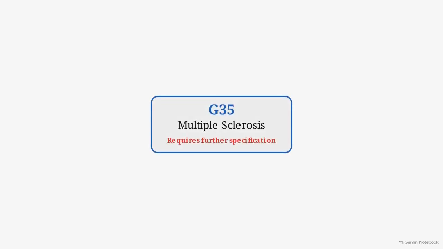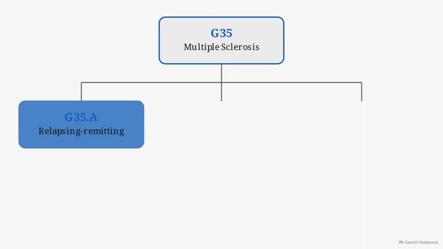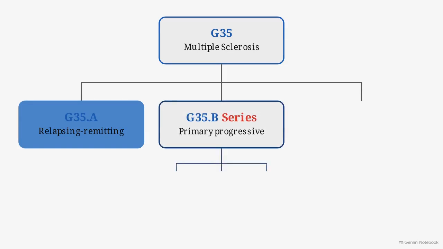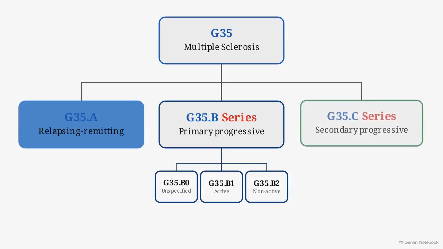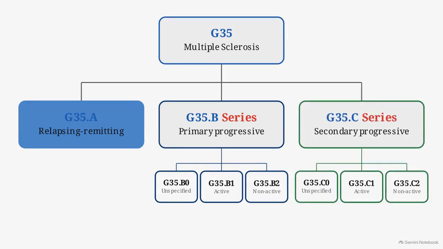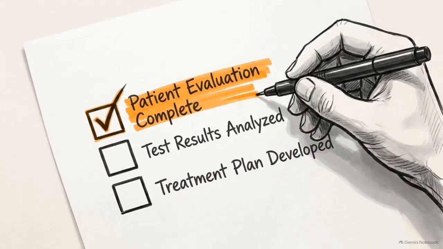The taxonomy splits into 3 primary pathways. The first branch captures relapsing-remitting disease under code G35.A. The second branch maps primary progressive disease to the G35.B series. The third branch covers secondary progressive disease within the G35.C series. These branches represent mutually exclusive trajectories of the patient's nervous system. Identifying which of these 3 structural pathways a patient is on is required for accurate reporting and treatment validation.